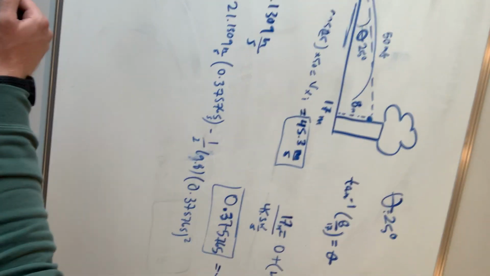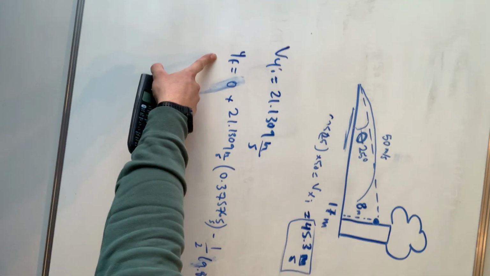What's the rest of this equation? Plus velocity initial, which is my 21.1309, times the time, which is 0.375765, minus 1/2 g, which is 9.8, times the time squared, 0.375765 squared. So this is the equation here, which is the y final that we're solving for.